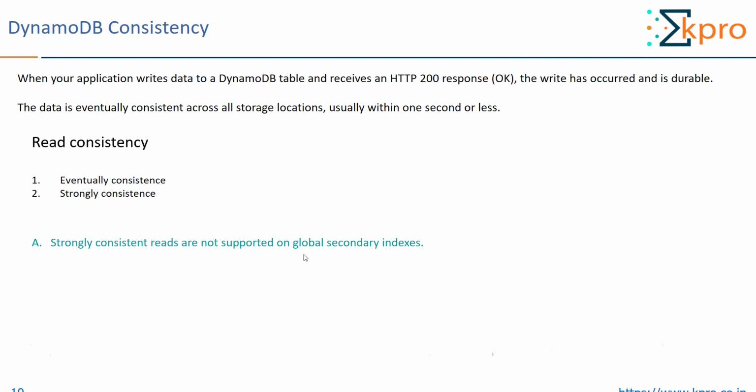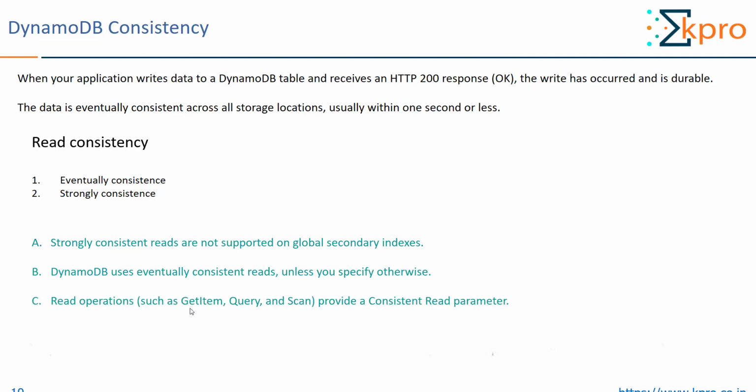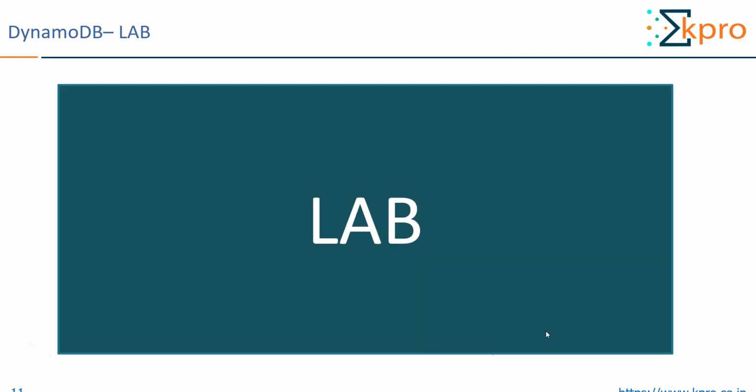That comes as strongly consistent. So strongly consistent reads are not supported on a global secondary index. That is one limit. DynamoDB uses eventual consistency reads unless you specify, meaning by default the read consistency is eventual consistency. Read operations such as GetItem, Query and Scan provide a ConsistentRead parameter. If you set this parameter to true, DynamoDB uses a strongly consistent read during the operation. Now we will see a lab on it.